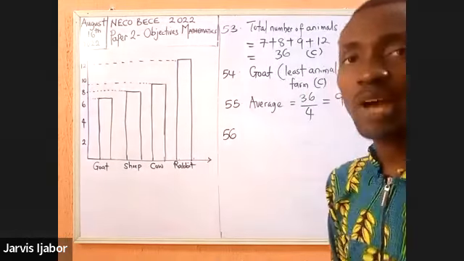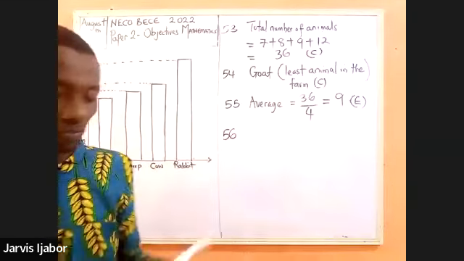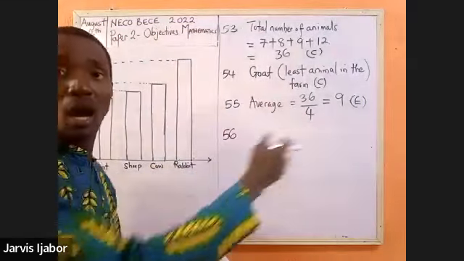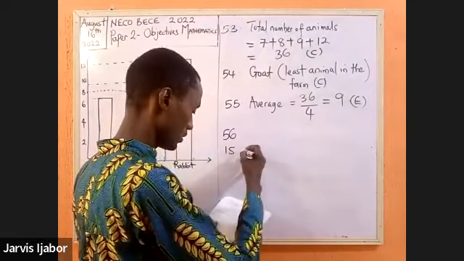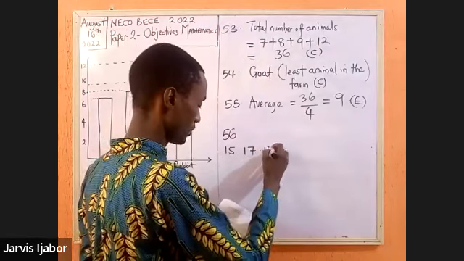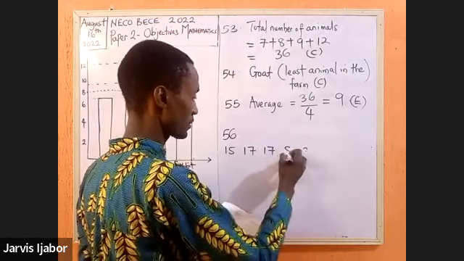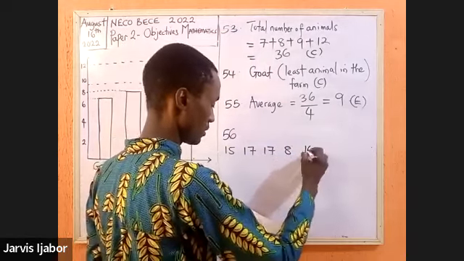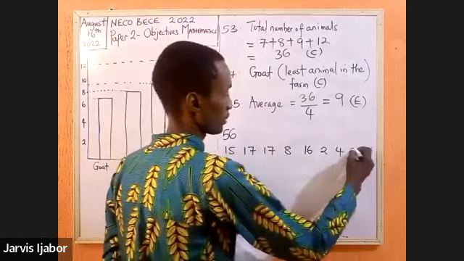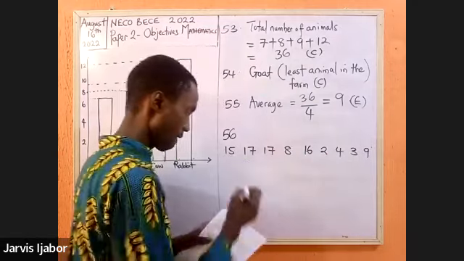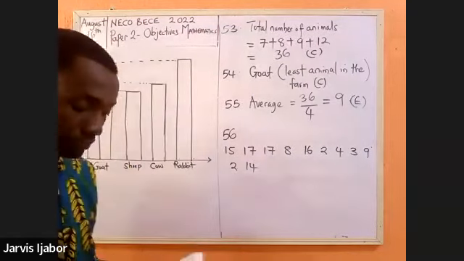In question 56, we are told to find the range of the following set of numbers. So I'll write the numbers on the board. You have 15, 17, 17, 8, 16, 2, 4, 3, 9, 2, and 14. So that's what you have.